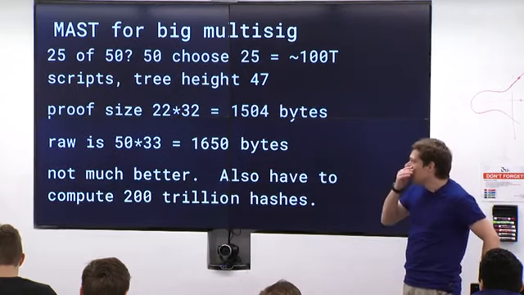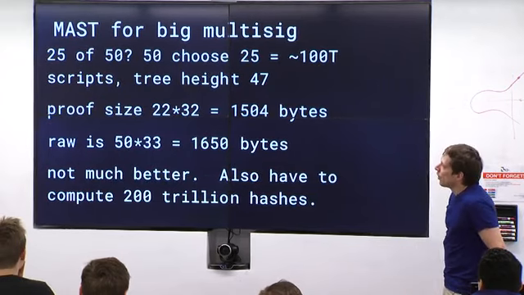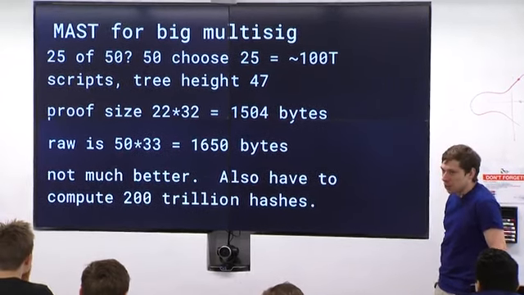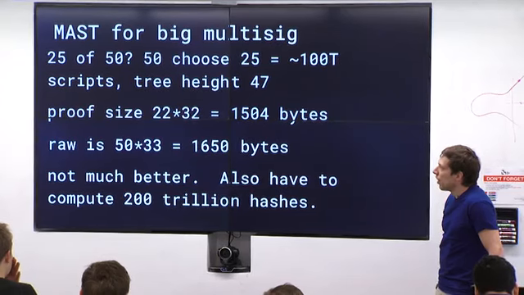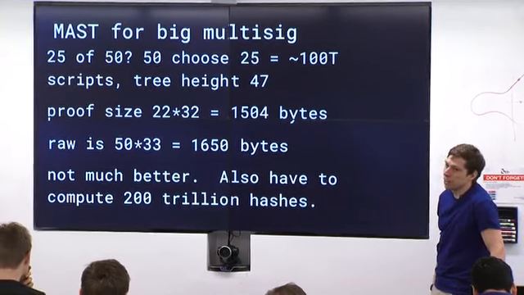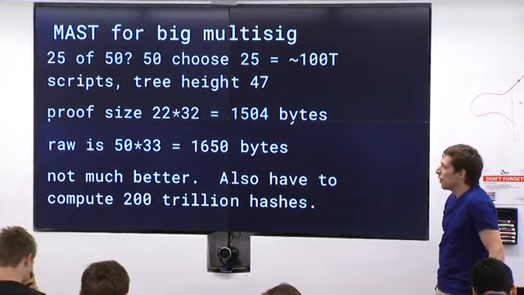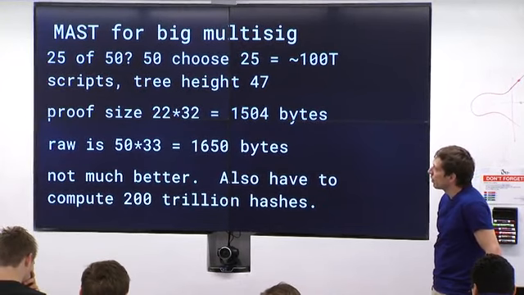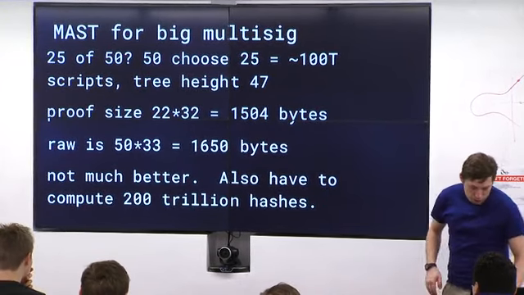It gets worse. Let's say I want to do 25 of 50. Well, that's 50 choose 25, which is around 100 trillion different combinations. The tree height would now be 47. The proof size is going to be, wait, did I do that wrong? Hold on.